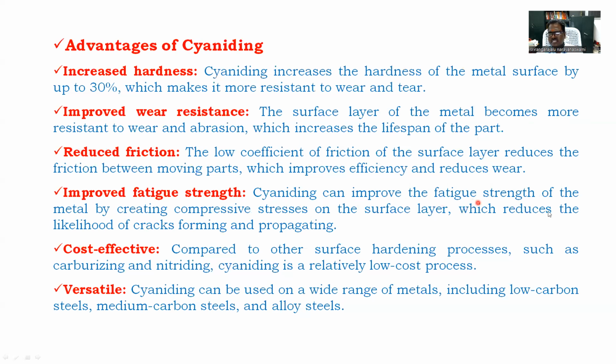Improved fatigue strength. Cyaniding can improve the fatigue strength of the metal by creating compressive stresses on the surface layers, which reduces the likelihood of cracks forming and propagating. Cost effective compared to other surface hardening processes such as carburizing and nitriding. Cyaniding is a relatively low cost process. Versatile. Cyaniding can be used on a wide range of metals, including low carbon steel, medium carbon steel, and alloy steels.